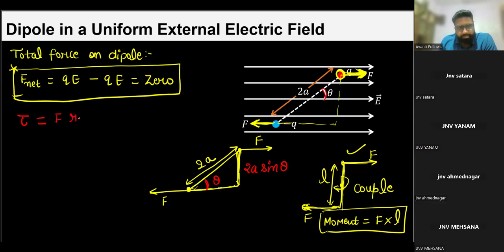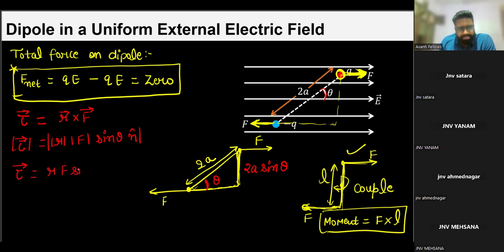F into R perpendicular. This actual formula is this. Torque vector is equal to R vector cross F vector. But when we open it, it will be the magnitude of R vector, the magnitude of F vector, sine of theta, n cap. And n cap is the perpendicular unit vector. So what we can say? We can say that for magnitude purpose, if you take the magnitude once again, torque will be RF sin theta.